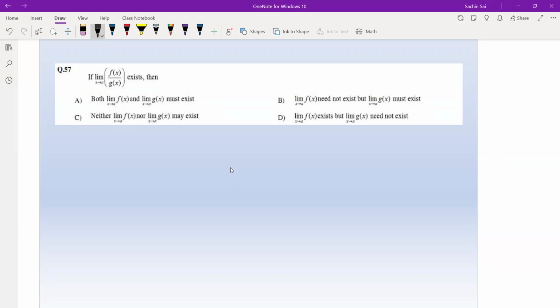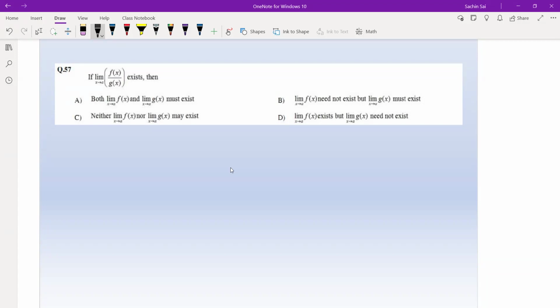Question 57. If limit x tends to a, f of x by g of x exists, then, so this is a bit of a theoretical question. So let us say you have a limit of a function which is of the form f of x by g of x, right? If this limit exists, is it necessary that the individual limits also exist? So let's look at the options here. Both limit f of x and g of x must exist. F of x need not exist, but g of x must exist. Neither limit f of x nor limit g of x may exist, and limit f of x exists, but limit g of x need not exist.